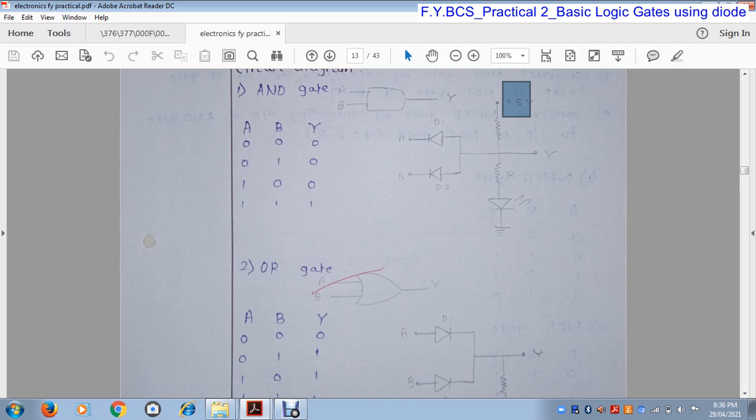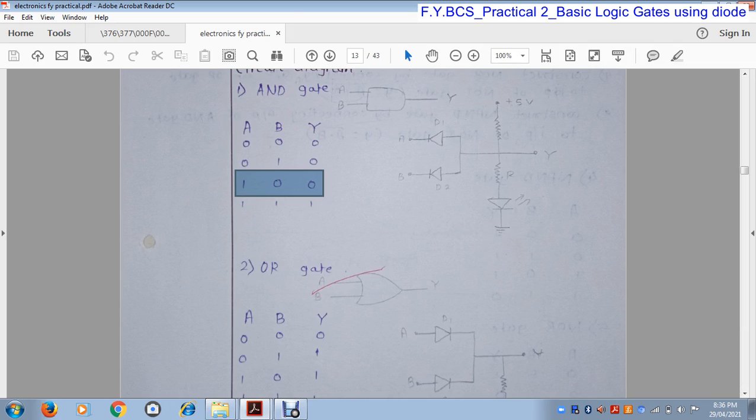And in the case of D1, here A is 1, that means 5 volt, and the anode is also 5 volt. So there is no current flow through D1, because both cathode and anode are at the same potential. For current to flow from higher to lower, we need one higher terminal and one lower terminal. So for this third condition, both terminals of D1 are at the same potential.